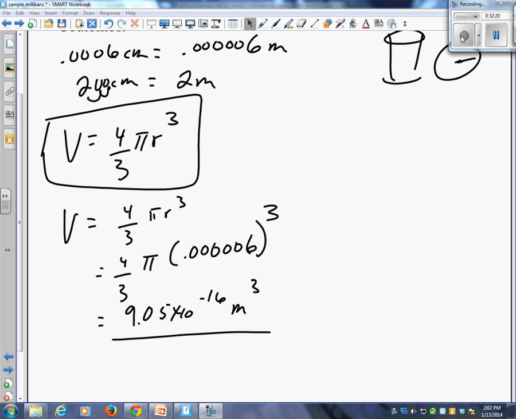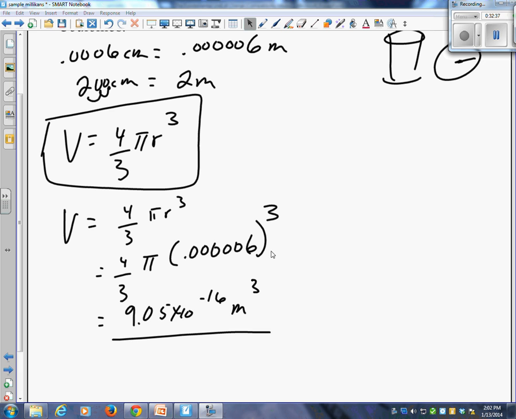I just hit to go to 4. Use the pi button on your calculator if you can. 4 divided by 3 times pi times 0.000006 cubed, and then you must hit equals, because if you don't hit equals, the number on your calculator is only going to show you this 0.000006 cubed.